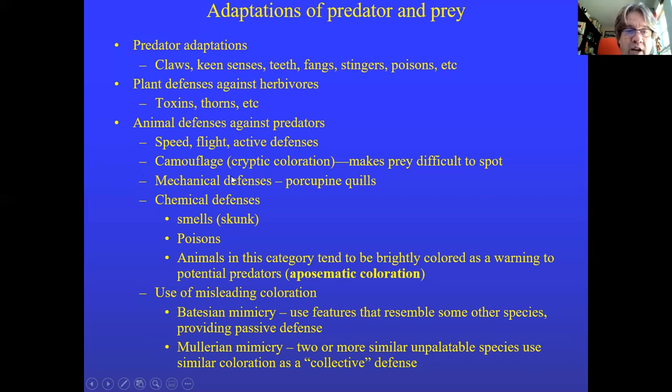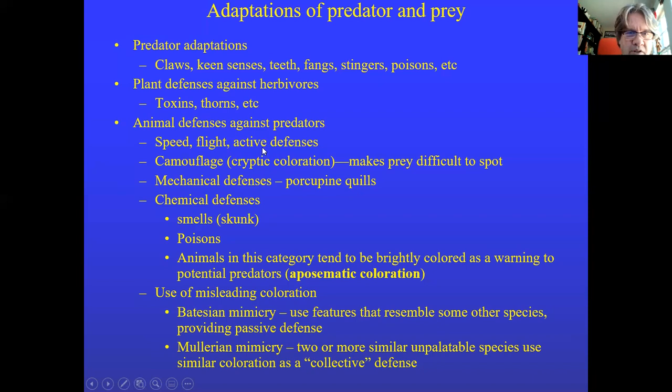They can camouflage, right? They become hard to see, which makes the prey hard to see. Well, of course, the predator's defense against that is to evolve keen senses, right? And the camouflage gets better as the keen senses get better, right? So there's an arms race going on here. Mechanical defenses, the porcupine quill is a good example of that.